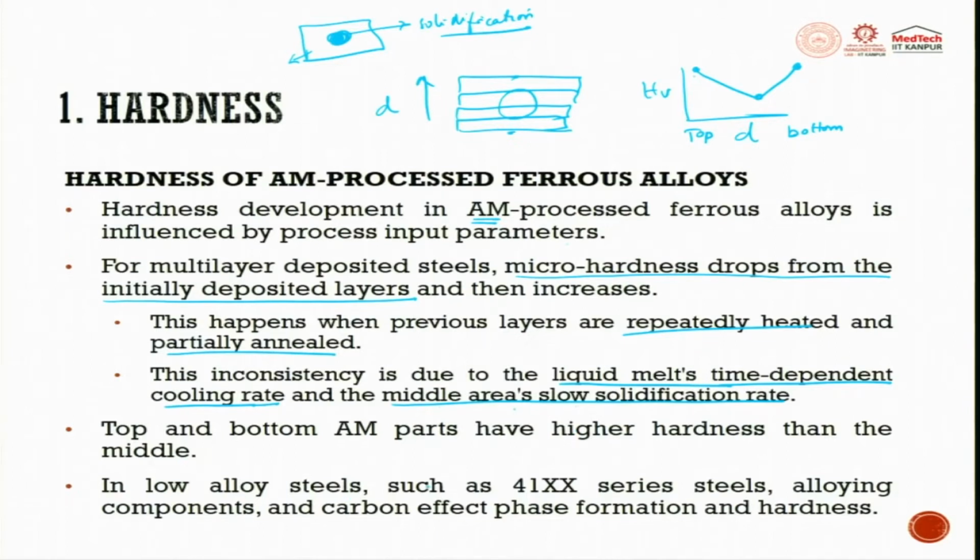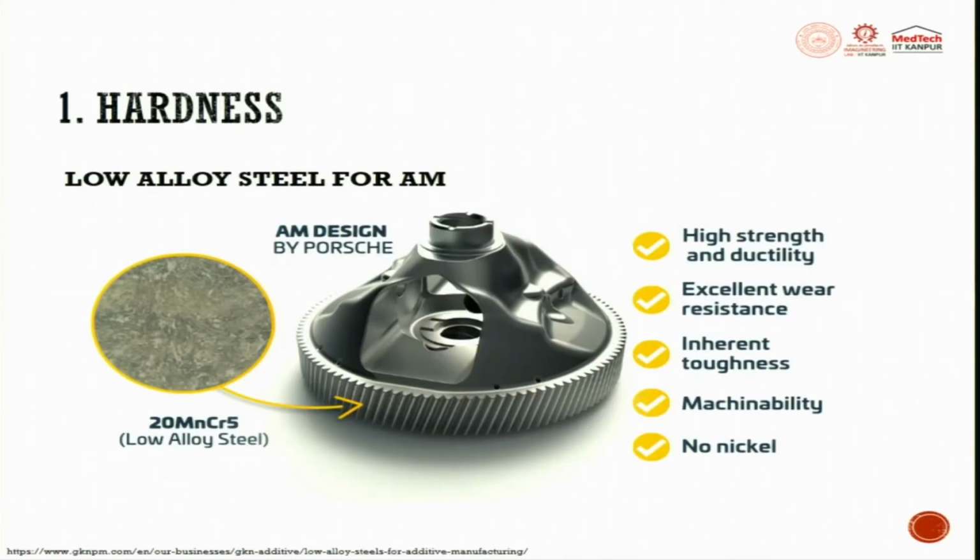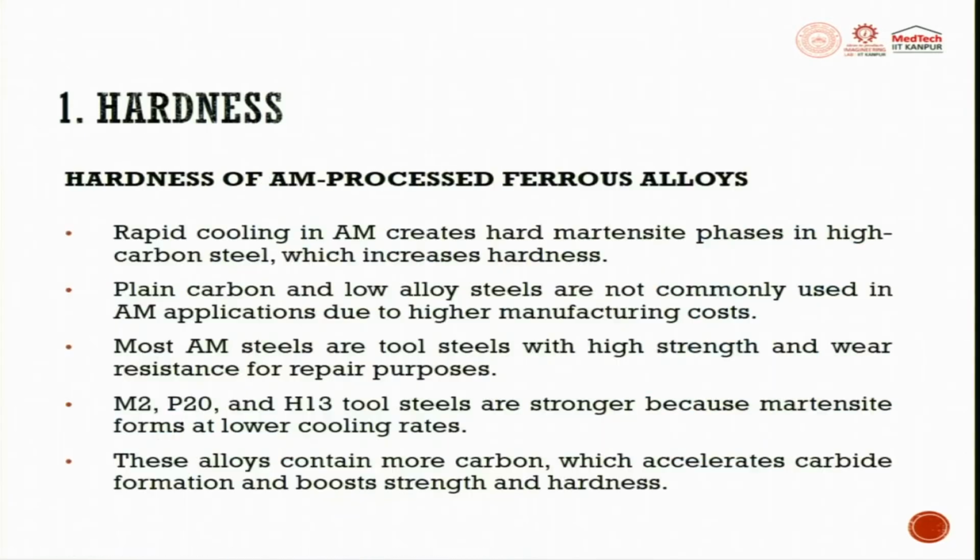In low alloy steels such as 41XX series steel, alloying components and carbon affect phase formation and hardness. If you look at low alloyed steel for additive manufacturing, this is AM designed by Porosity. You can see here you can have 20MnCr5 low alloyed steel. It has very high strength and ductility. The gear has very excellent wear resistance. It has inherent toughness, is very easy to machine, and has no nickel in it. So, it gives better performance.